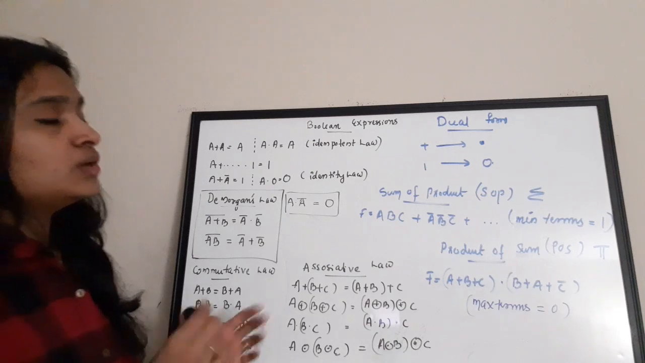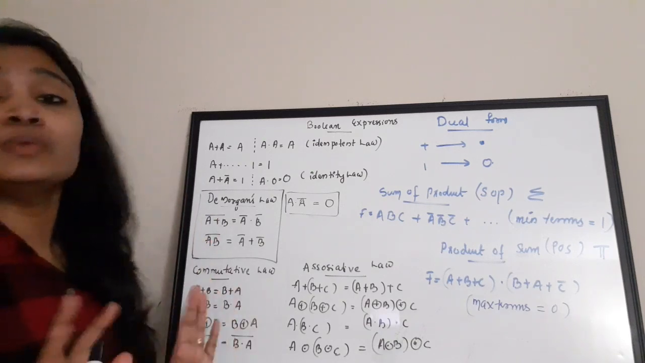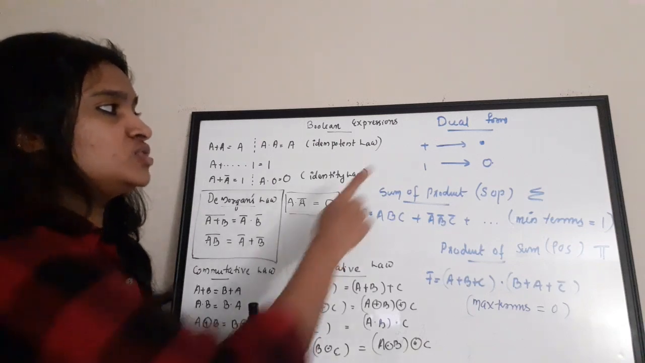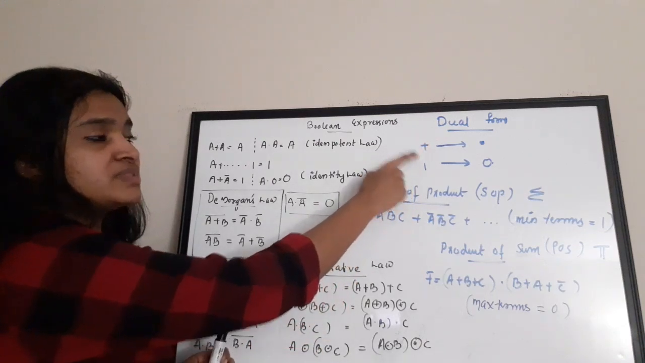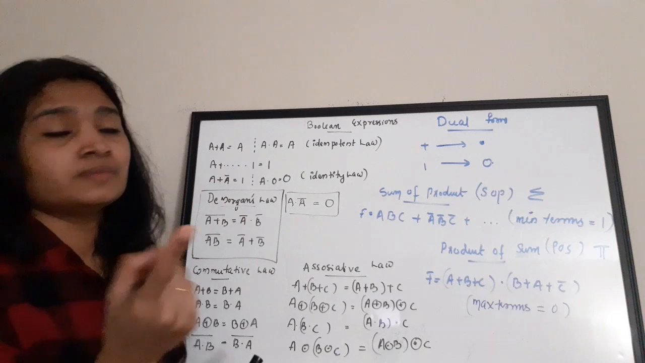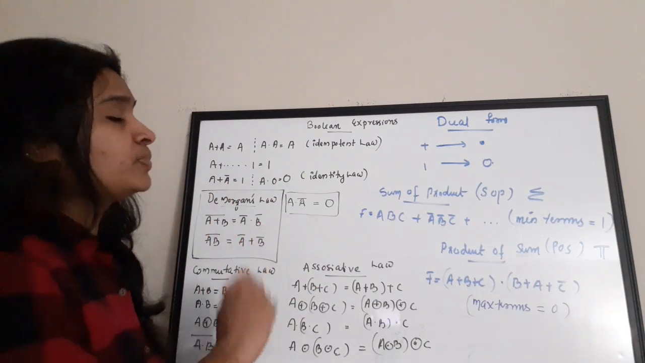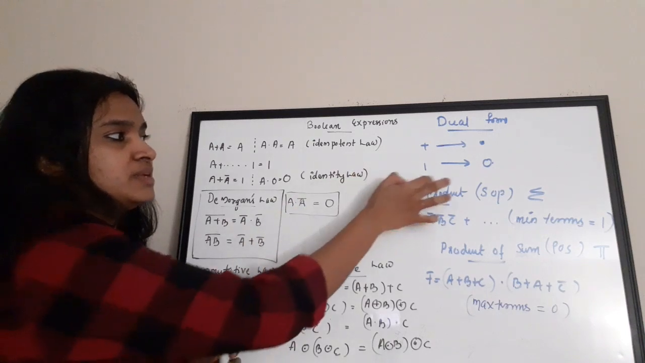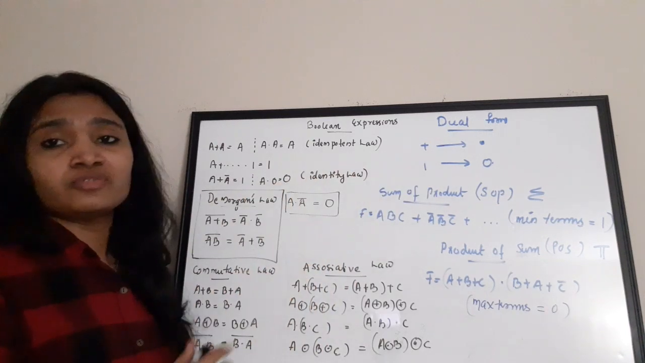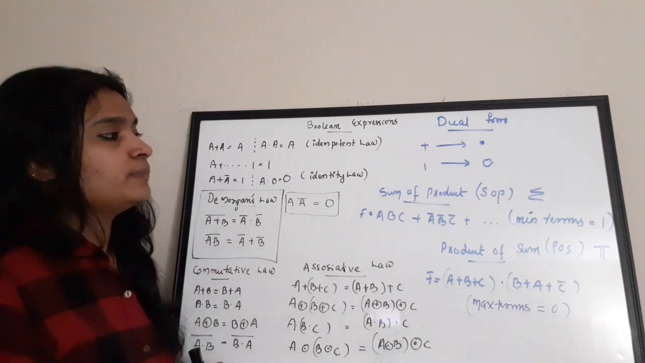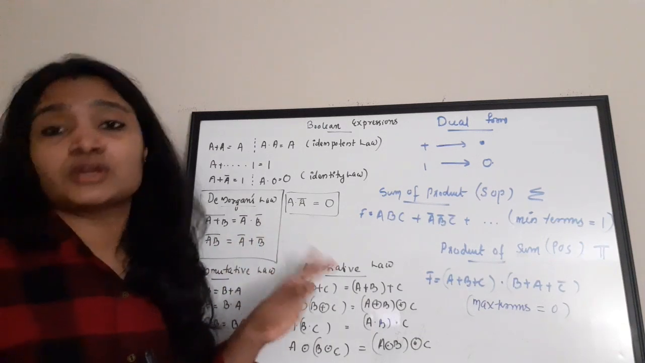Okay. Now before that, the dual form. If the question is to take the dual, you have to change all the sum signs to products, and vice versa. If it is product, you have to change it to sum. And if 1 has been given, the dual of 1 is 0, or the opposite form. Okay.